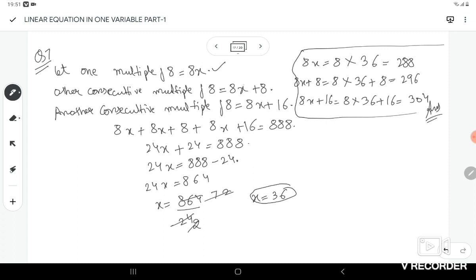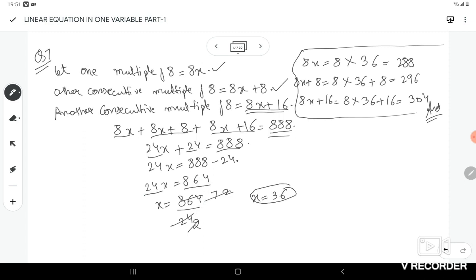gap of plus 8, so it would be 8x plus 8. And another consecutive multiple would be 8x plus 8 plus 8. So 8 plus 8 becomes equal to 16. So the third would be equal to 8x plus 16. And it's given that the sum of the consecutive multiples of 8 is equal to 888. So we are going to add them. That is 8x plus 8x plus 8 plus 8x plus 16 is equal to 888, which gives us 24x plus 24 equal to 888. Now 24x comes out to be equal to 864.